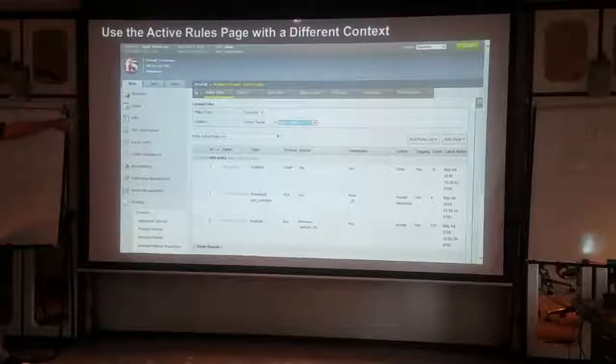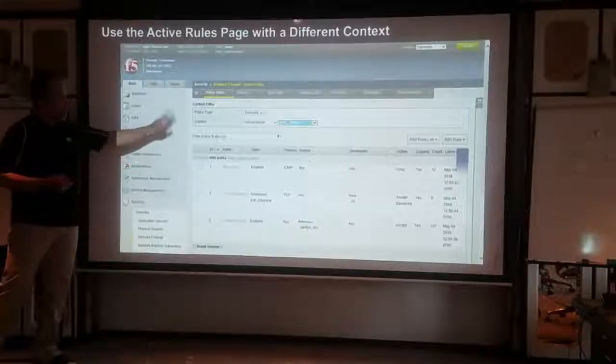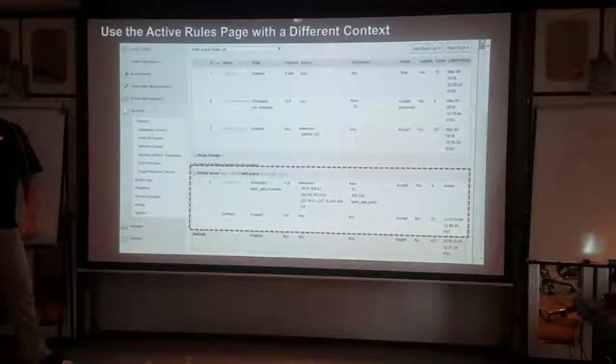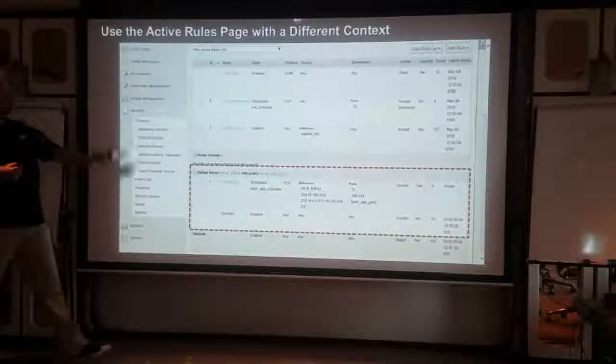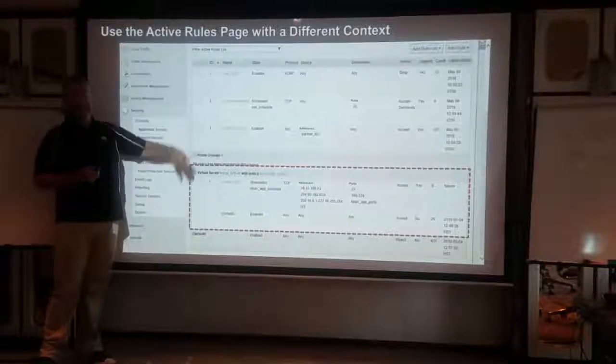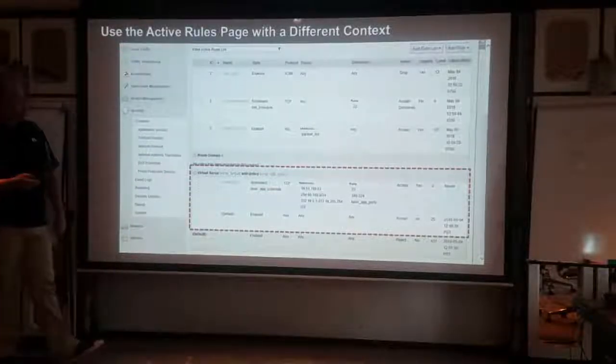So now I still see my global context, but I'm going to scroll down to see my virtual server context. What that means is your global context never goes away from the screen. You always see that. But I can now view my virtual server context.